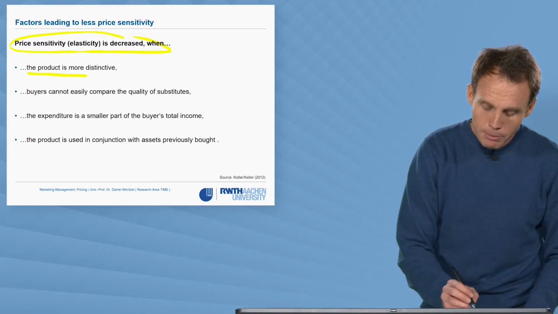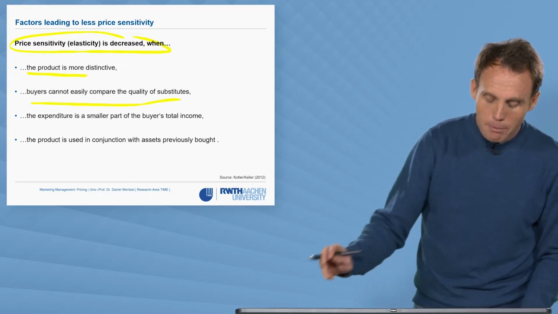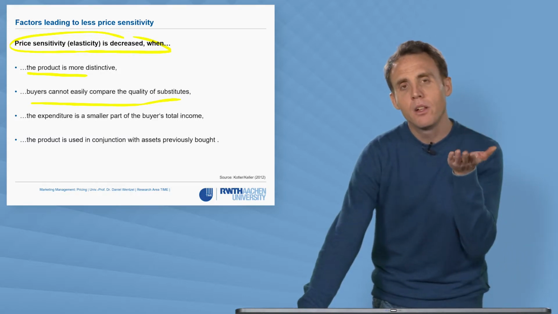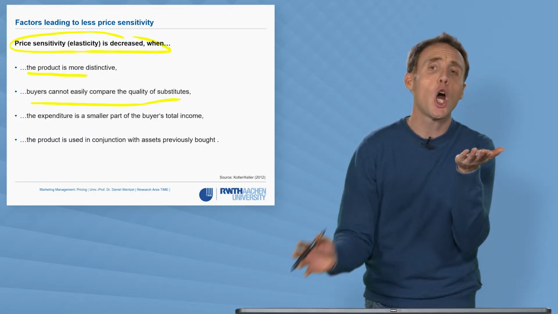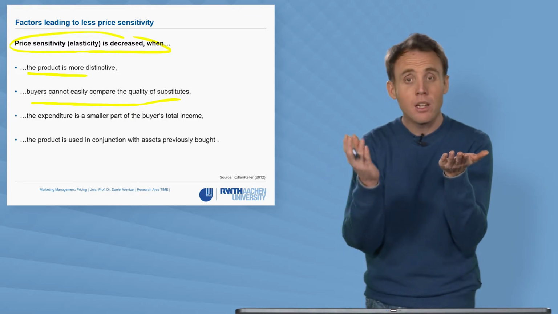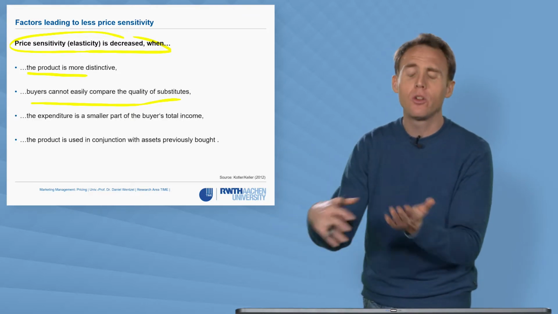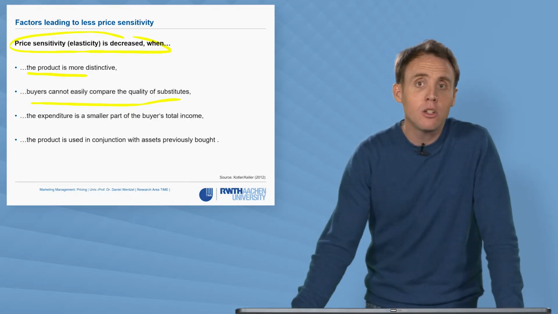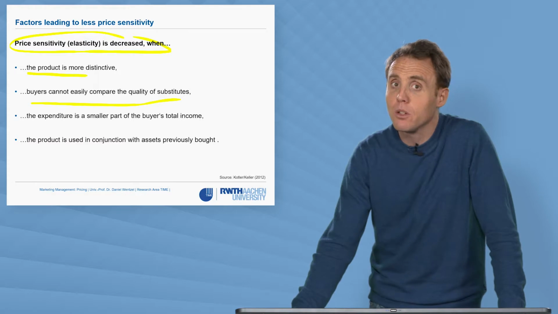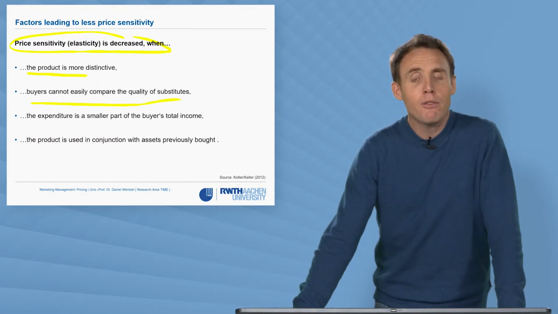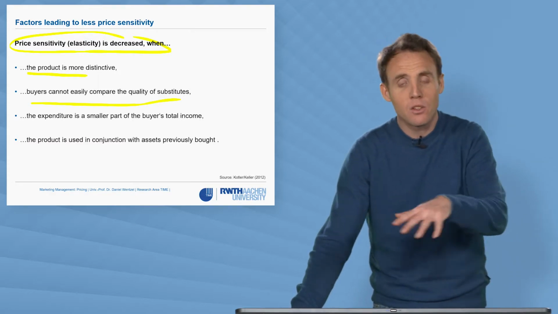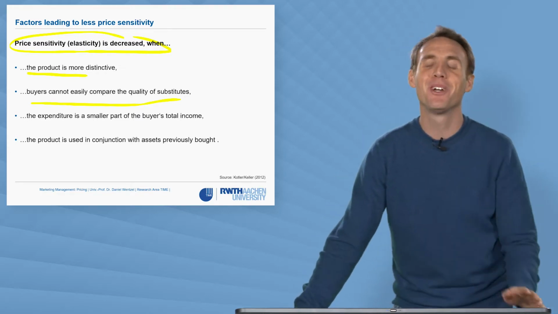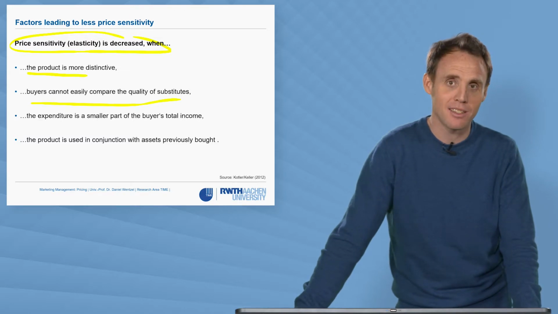That's number one. Number two is, and that's an interesting one, buyers cannot easily compare the quality of substitutes. So assuming the price of a product goes up and you say, no, I don't want to pay that anymore, that also assumes that if you still want to consume a product in the general category, you have some knowledge or some possibility to buy a substitute. Now, one of my favorite examples in this area is wine. I don't mean in terms of drinking it, but in terms of providing a good example for elasticity.